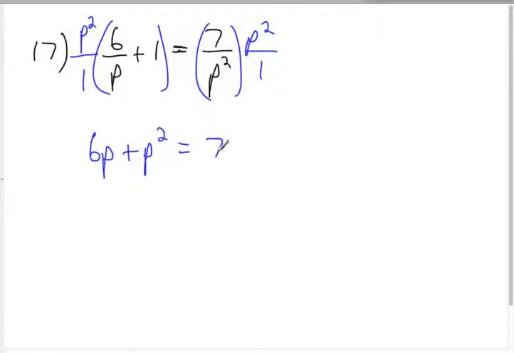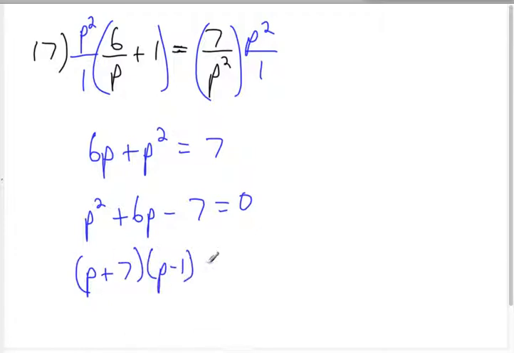Now what we have is a quadratic equation. We know this because there's a squared term in it. When we do that, we would like to set it equal to 0, factor, and then use the zero product property. So we're going to subtract 7. It's equal to 0. I know factors of negative 7 that add to 6 would be positive 7 and negative 1. So we have p plus 7, p minus 1 equals 0.